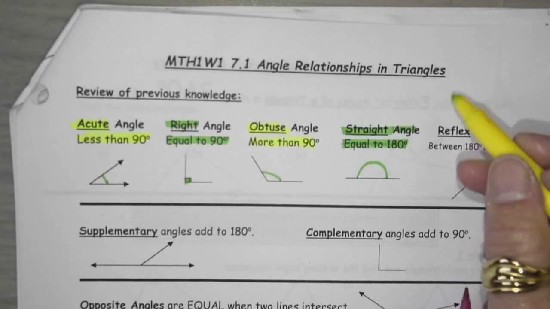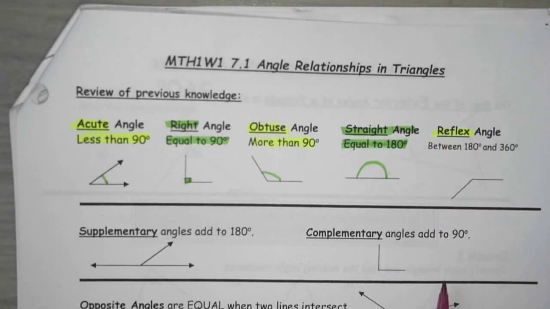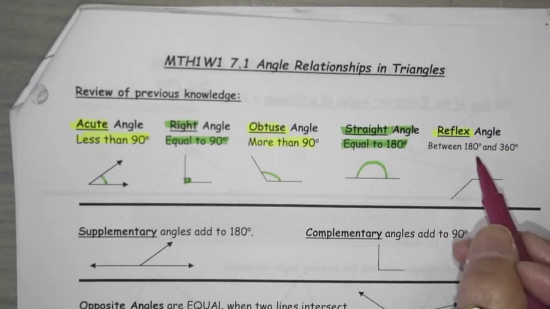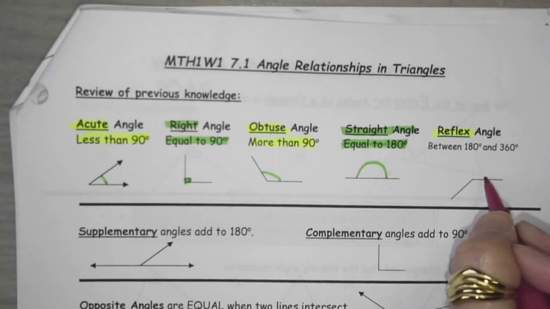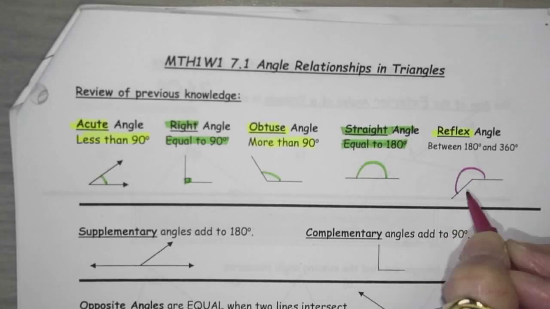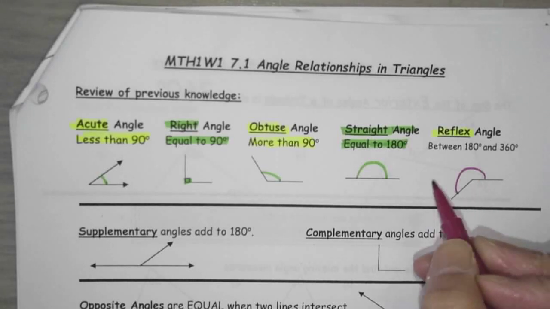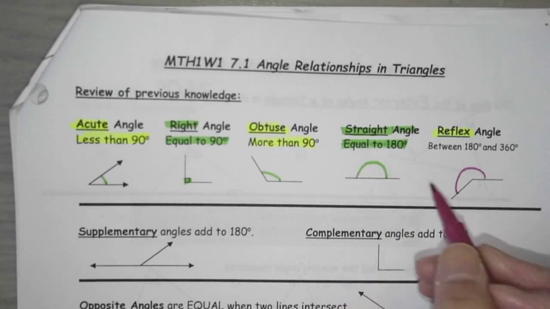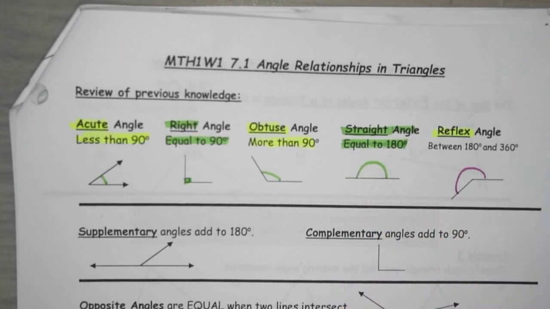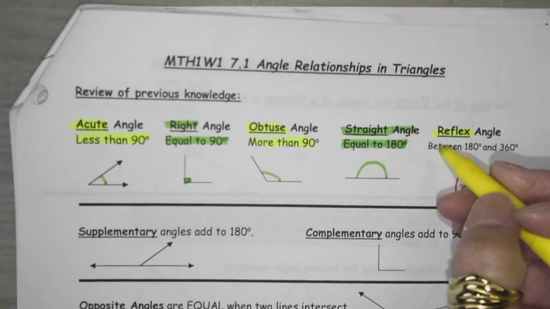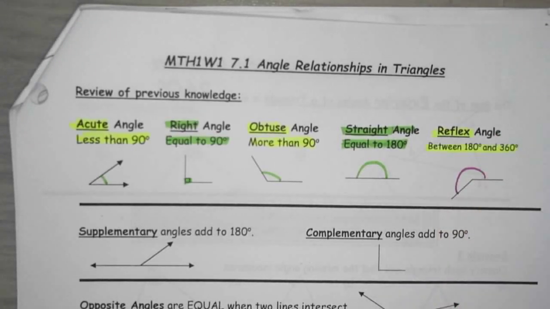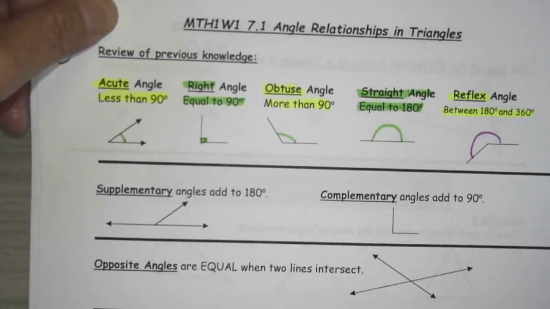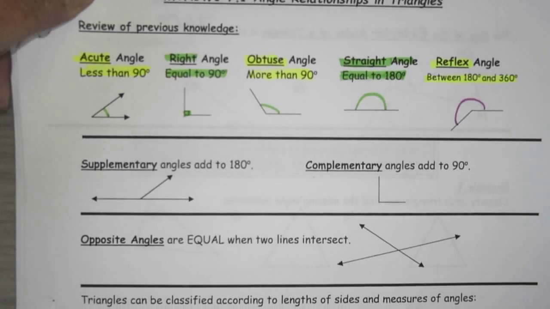A reflex angle is between 180 and 360. Look, it's a big angle like this. That's how big the slice is. So it's more than 180. You know, this is 180, the half circle, so it's more than a half circle. So that's called a reflex angle, and it's between 180 and 360. All right, some more definitions.